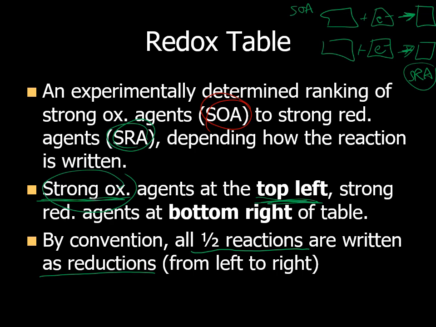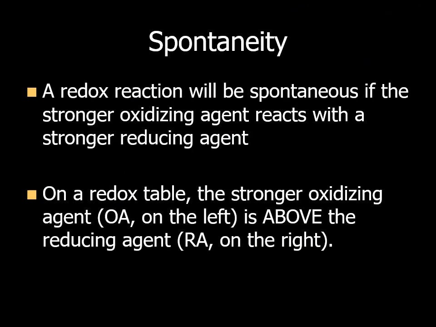So they're all going to have the reactants on the left, with the electrons on the left being added to whatever else is reacting in that reaction. So they're all half reactions written as reductions. Spontaneity, again, if we want these reactions to happen, we want them to be spontaneous, we don't have to put any work in to get them to happen.